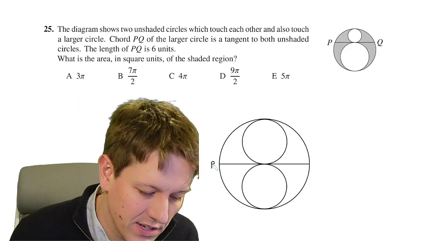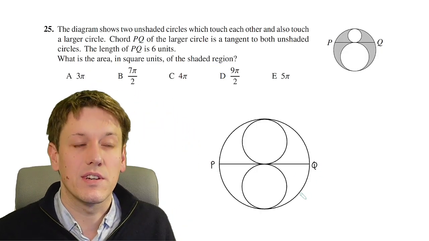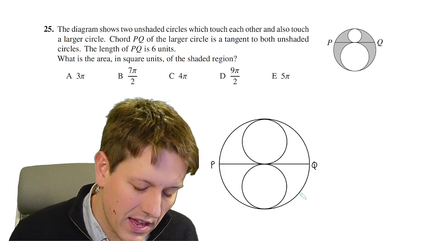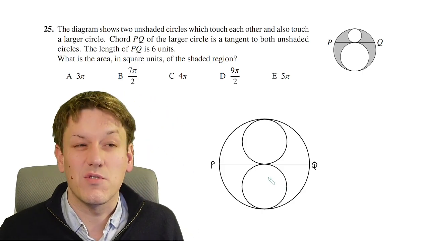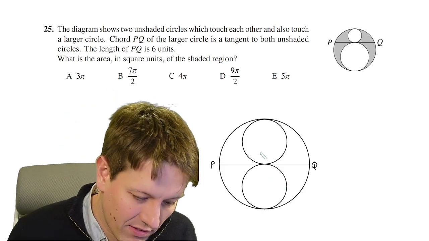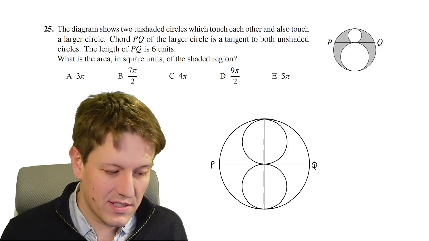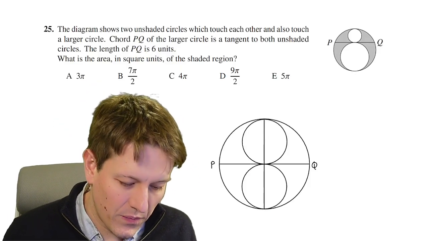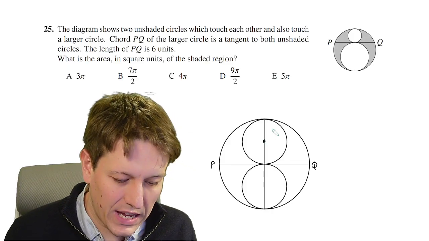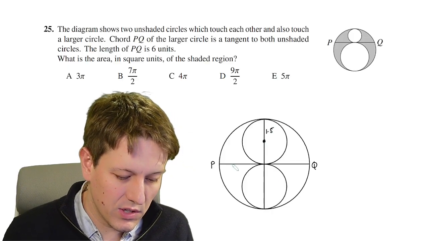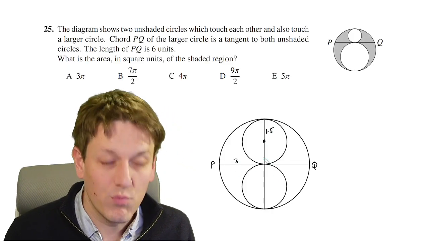And the easiest place to put that would be to make PQ here a diameter of the circle, and then these two smaller circles would be equal to each other, right? And then this would also be a diameter, so this line would have length 6 units as well. So these smaller circles would have radius 1.5 or 3 over 2, and the large circle would have radius 3.